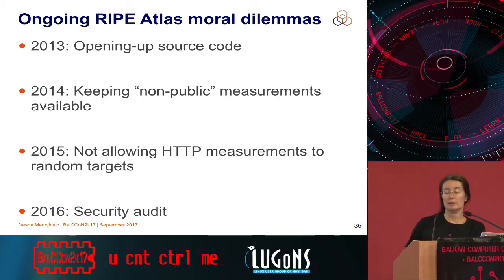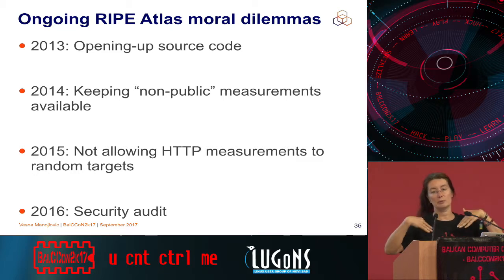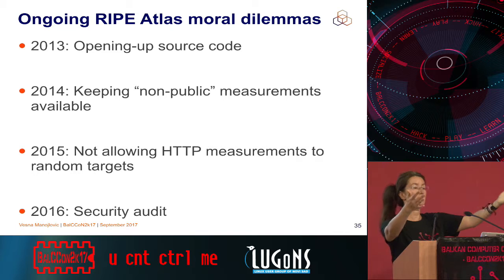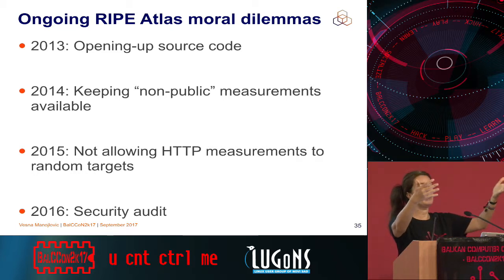Then we started asking people, well, is it okay if we actually make all the measurements public? Because it's possible to create a measurement which you mark private or non-public, and then you are the only one benefiting from the results. And we thought that's not really fair for the community, like you're using 1,000 probes from other people, and then you are the only one accessing the results.